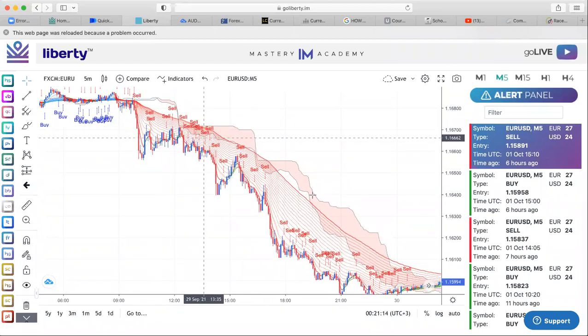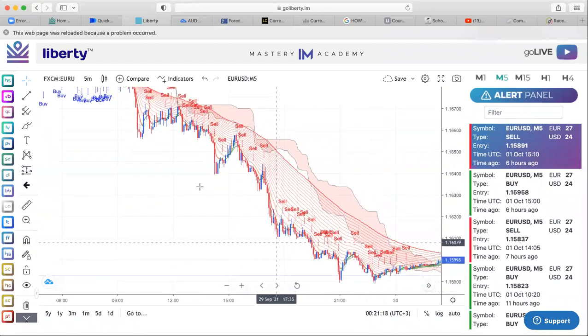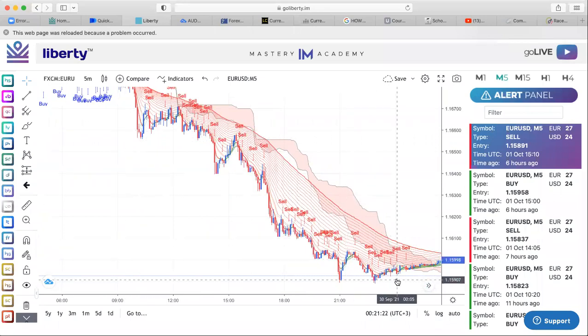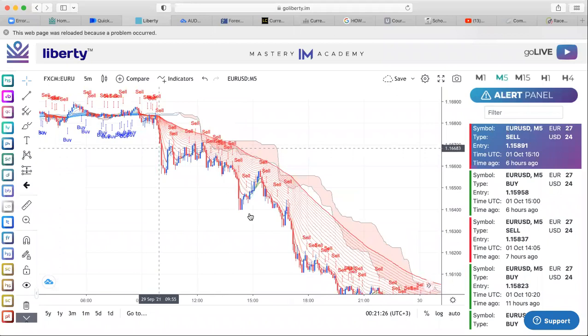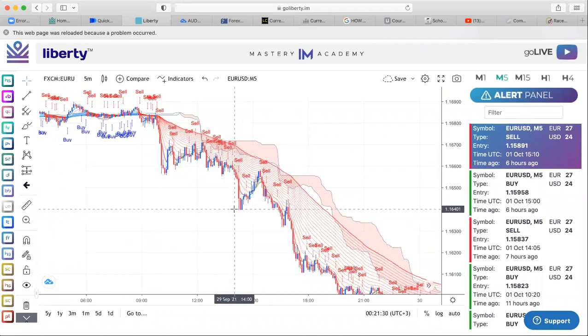Just look at this. From here to here, do you know how many trades that would have been just on this pair? That's between 9 o'clock and 9 in the evening. Look at the way it was really dropping.